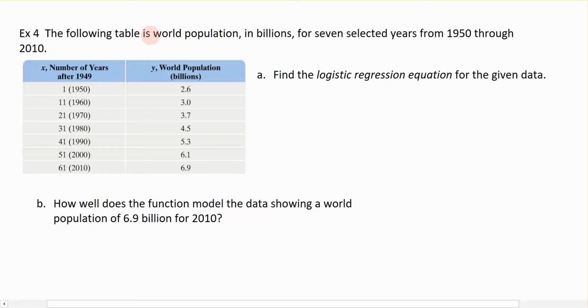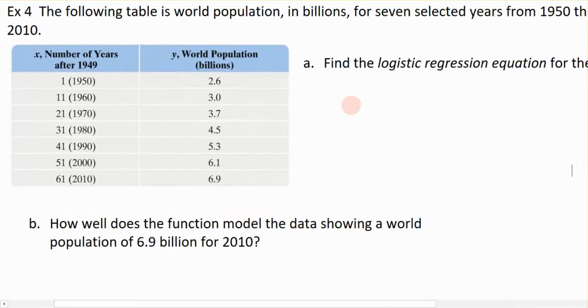So here we have a table for the world population. It's given in billions for 7 selected years ranging from 1950 through 2010. So these are the years after 1949 and their associated populations. So we're going to take this information in the table right here and put it in the graphing calculator. I already have that done, and again we're going to let x, which is our independent, be L1 and our y be L2.